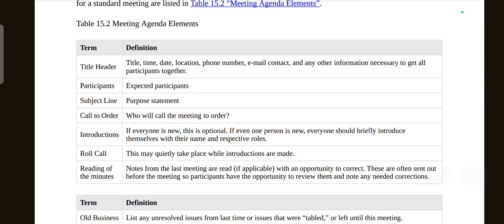First is a title header. In the title header, there must be the title, time, date, location, phone number, email, contact, or any other information necessary to get all participants together. Second is the participants. Those are the expected participants, or those who are going to attend your meeting. Third is the subject line. What is the purpose statement of the agenda? What is the purpose of the meeting?